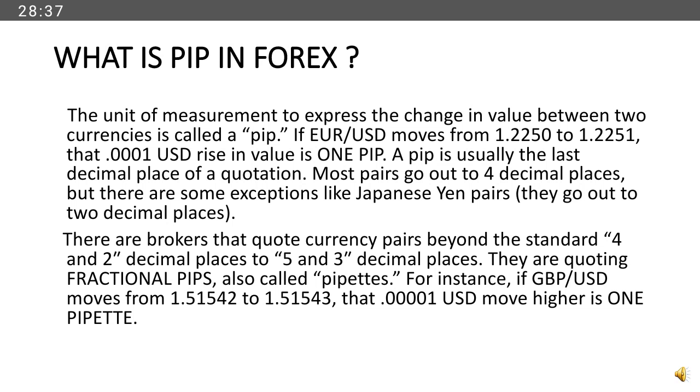They are quoting fractional pips, also called pipettes. For instance, if GBP/USD moves from 1.51542 to 1.51543, that's just by 1. That's 0.00001. That's a pipette, because it's now 5 decimal places. So it moved higher by 1 pipette.